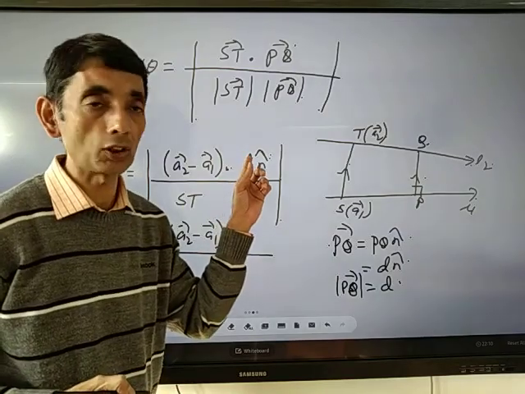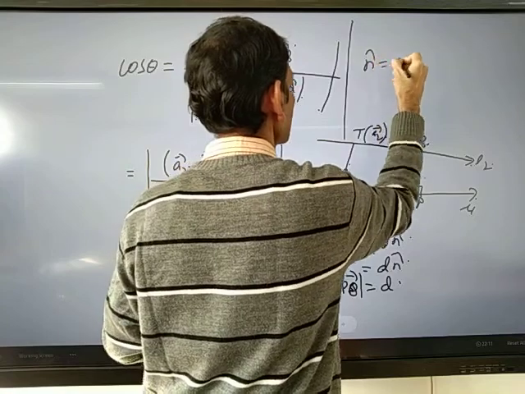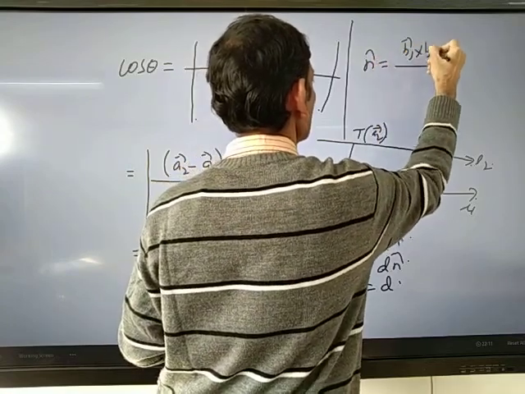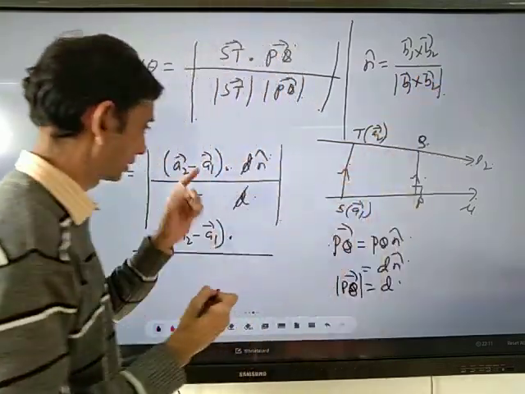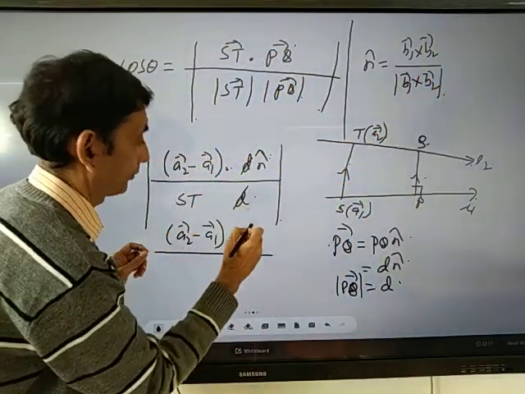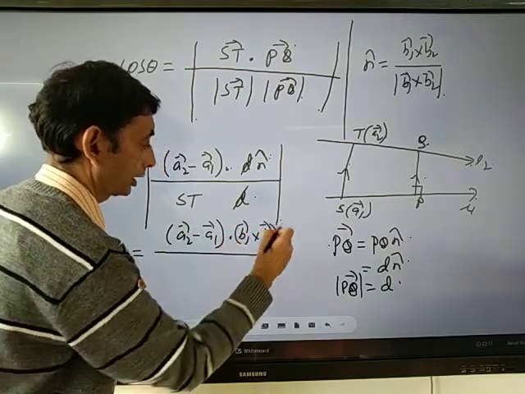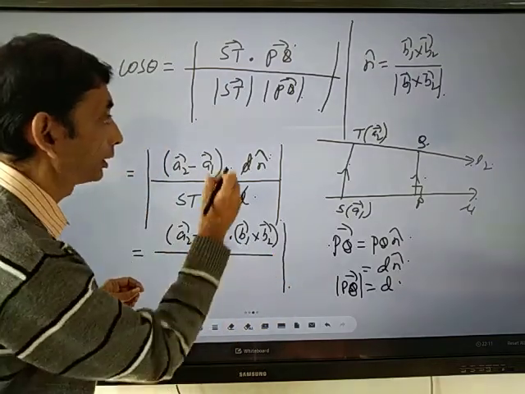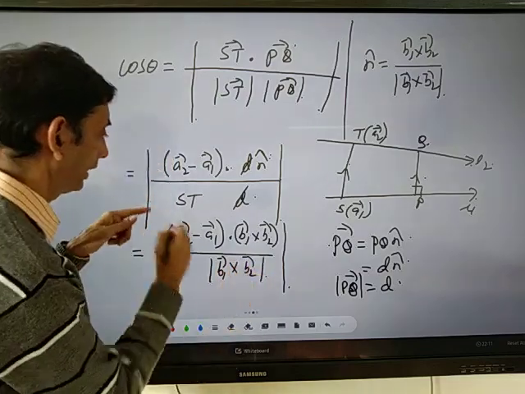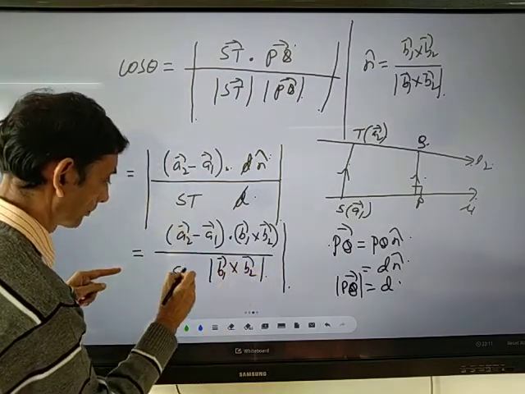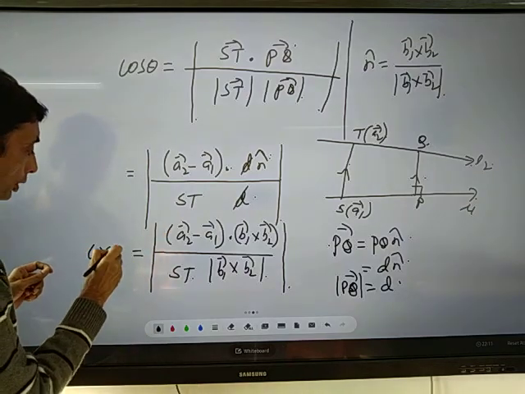So you can just substitute the value of n cap. What is n cap? n cap is B1 cross B2 by mod B1 cross B2. So just put the value of n cap: B1 cross B2 by mod B1 cross B2, multiplied by ST. So this is the value of cos theta. We got the value of cos theta.